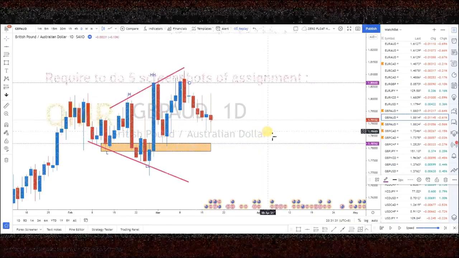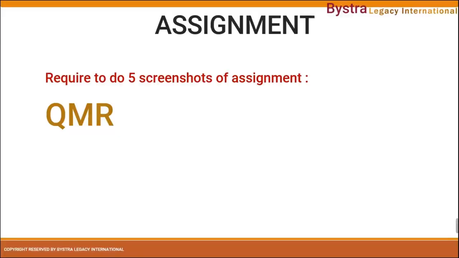Okay guys, the next thing you should do is your assignment. You are required to do 5 screenshots on QMR. So you need to find the QMR on the candlestick, go to the line chart, mark the structure. At the same time, you have to go to the higher time frame and screenshot the engulfing candle and make sure that the setup is in the engulfing candle.